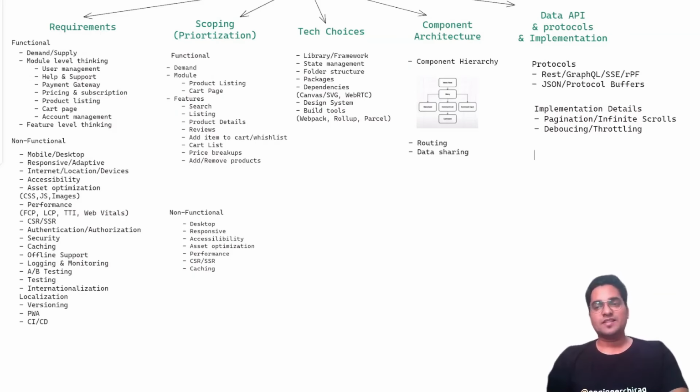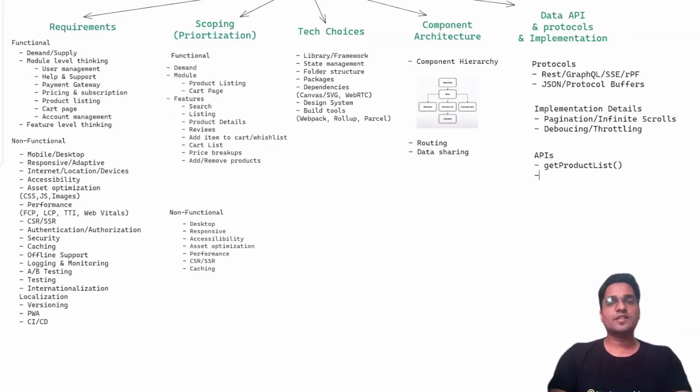So discuss those things in more detail when you are discussing the implementation detail, and then chip into the APIs. When we say APIs, it's about what APIs you need in order to build this application, like product listing and add-to-cart capabilities. What are the APIs that you need? The first API I can think of is get product list, right? You want the list of all the products given some parameters.